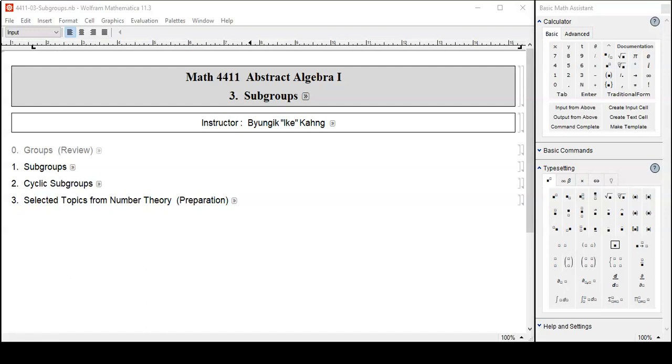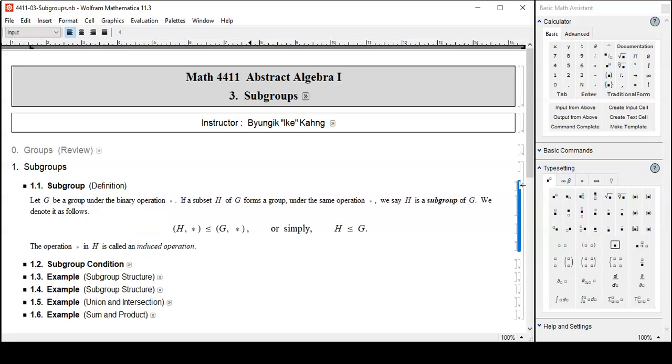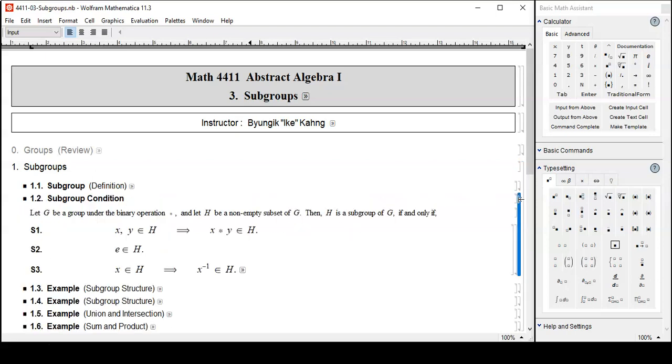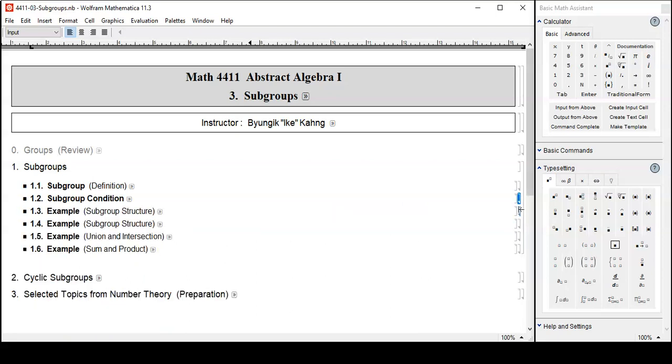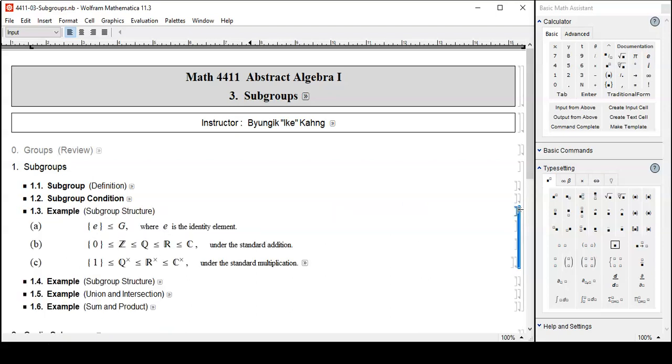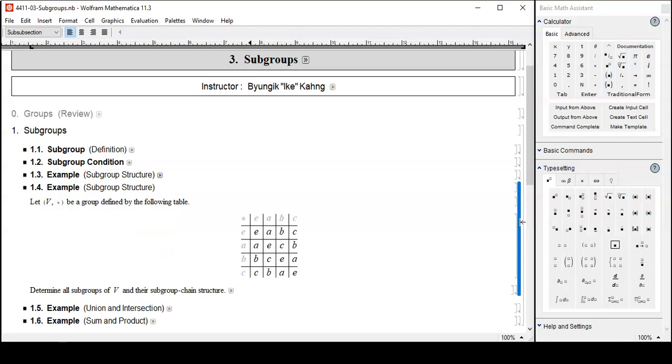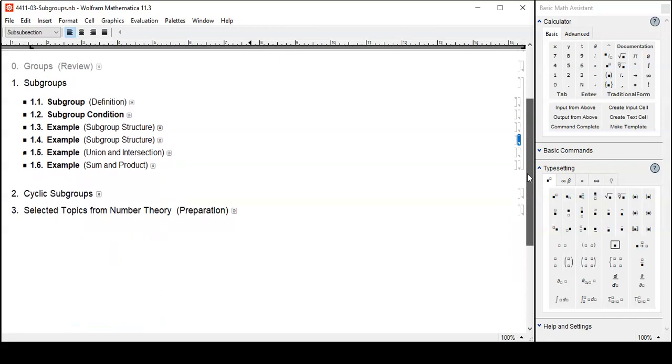Hello students, welcome back. Previously we went through the definition of the subgroup and the subgroup condition. And then we went through a couple of examples, a trivial example and a non-trivial example, but still simple. Now let's consider a little bit harder examples.